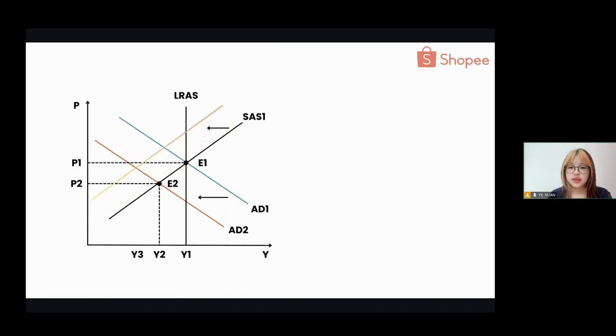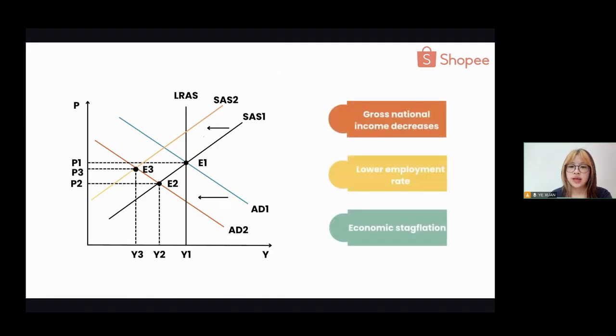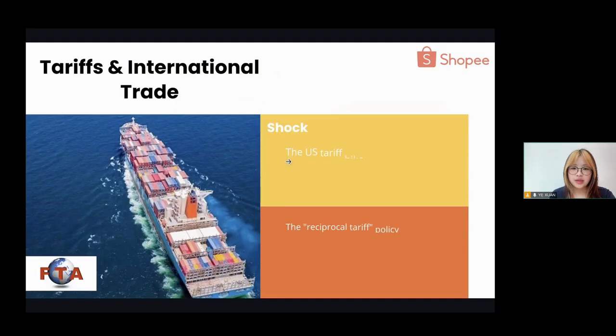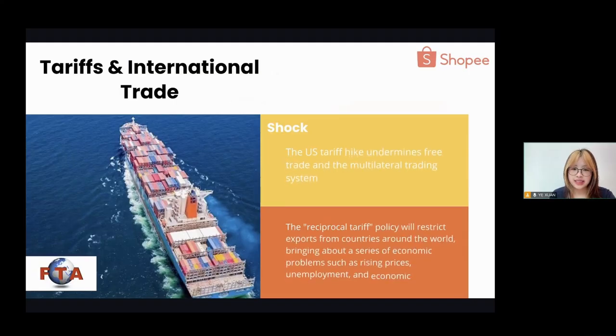We can observe Singapore will see an increase in price level, a continued decrease in national income, and a state of unemployment equilibrium. We can know that the United States' tariff has harmed free trade and the multilateral trading system, it will reduce the speed of global economic growth and bring several economic problems to other countries.